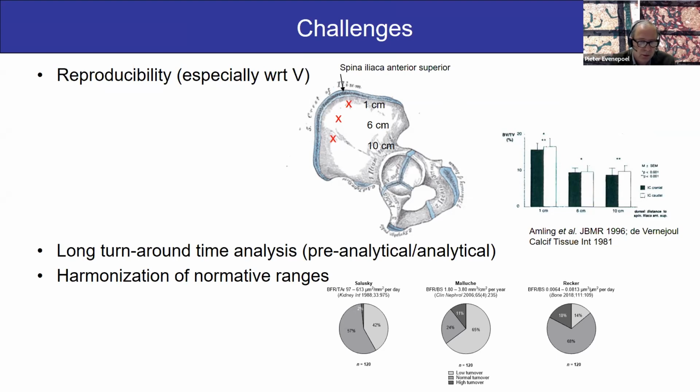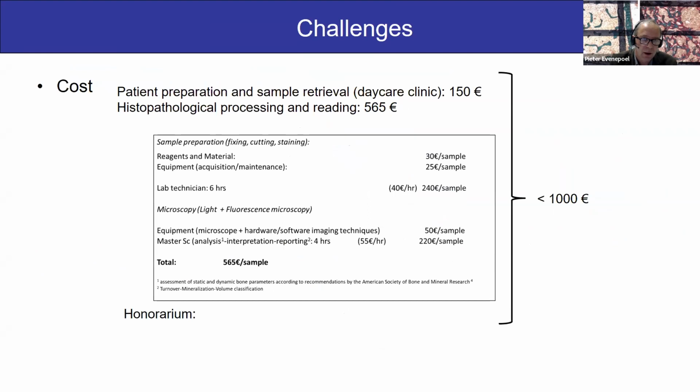So it remains time-consuming. Also, something that needs to be solved is that if you send the bone biopsy to one lab or another, different labs are using different cutoffs. So it could end with different diagnoses in your patients, depending on which lab you're sending it to. This is something we are dealing with nowadays within the UDOT, to harmonize the normative ranges used for the diagnosis of the different categories of turnover, mineralization, and volume. Also, people say it's probably too costly a procedure.